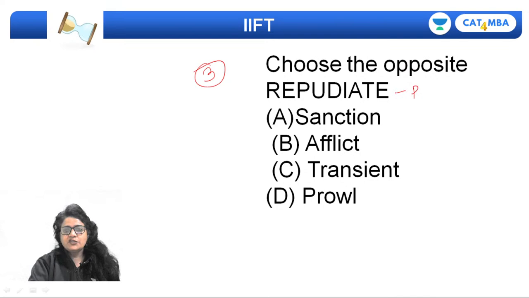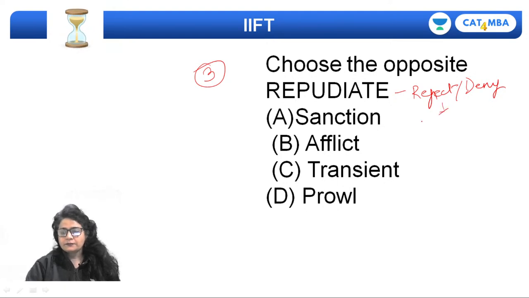Repudiate basically is to reject. Reject or deny. Right? Deny. What is going to be the answer? Opposite. Yeah, so sanction is going to be approved. Sanction is going to be the answer because sanction means approve. Okay? And repudiate is to reject.